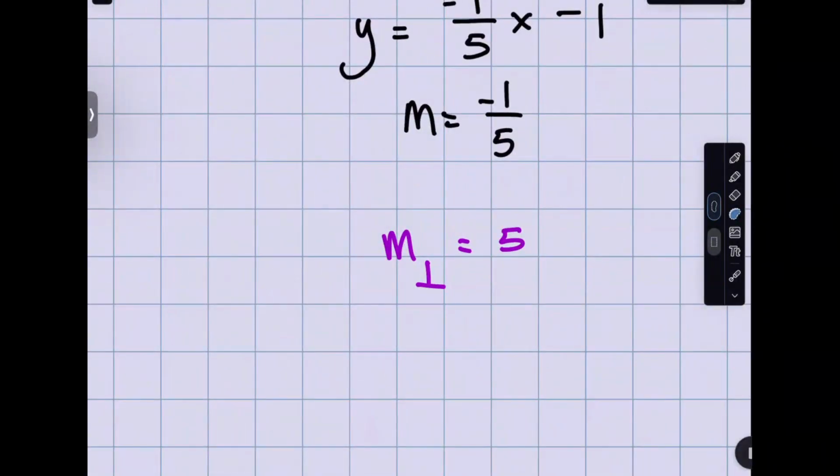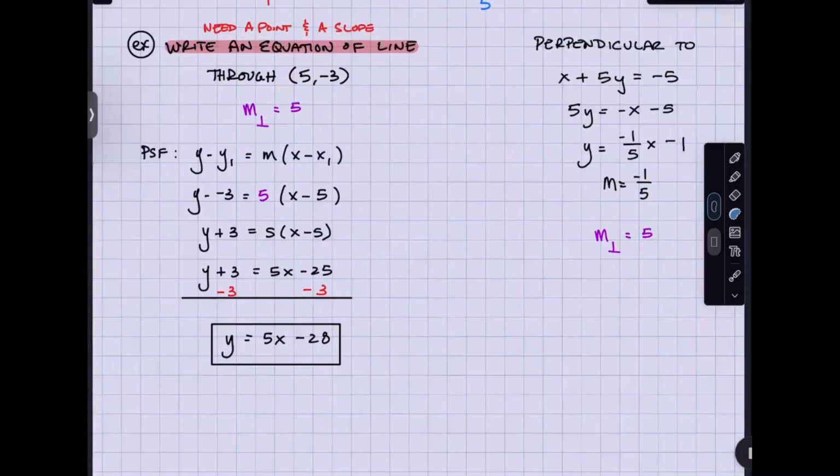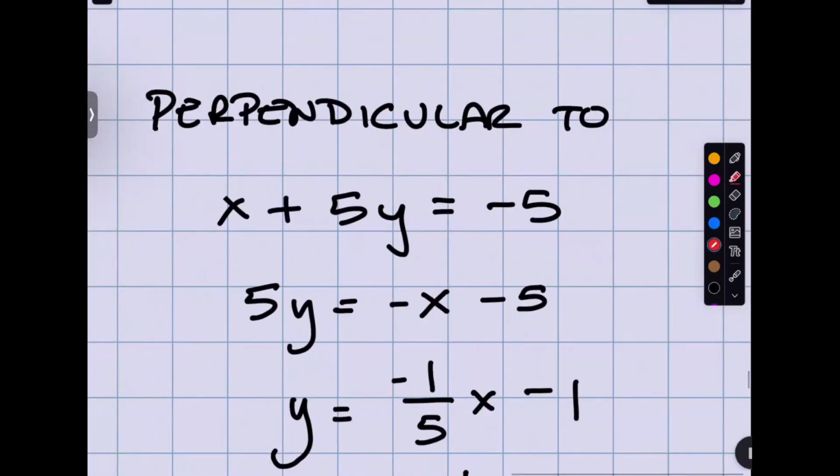So the perpendicular line, if it was parallel, it would have stayed at negative 1/5. But because it's perpendicular, I have to flip and negate it. So take the negative 1/5. I want you to flip the fraction. What do you get? Negative 5 over 1. Now negate that. Bingo. Okay? So anytime it says perpendicular, I got to think of flip and negate. Okay? So maybe I should put that over here.